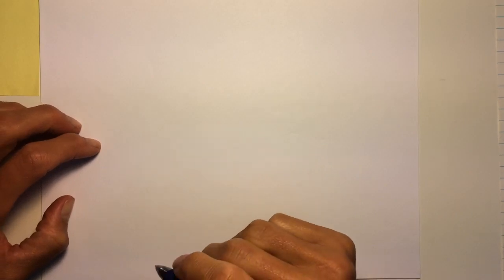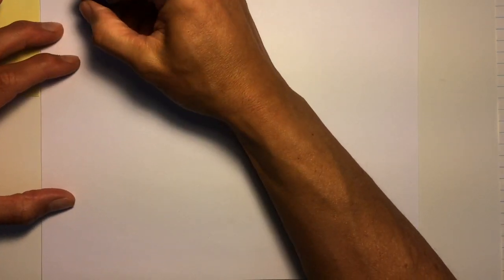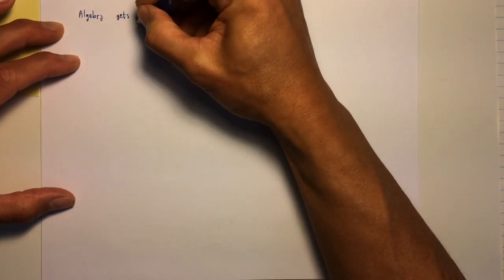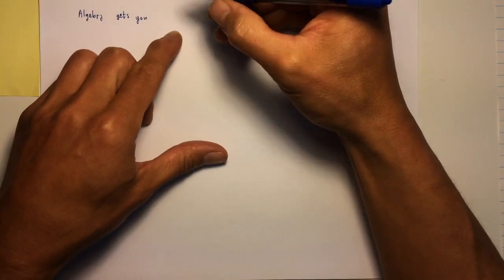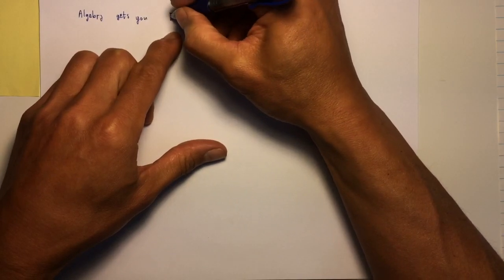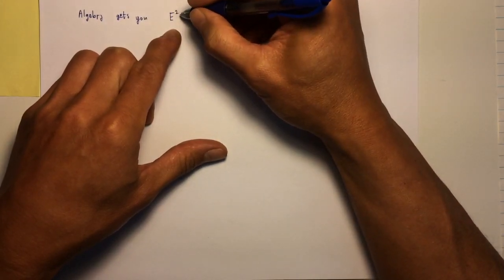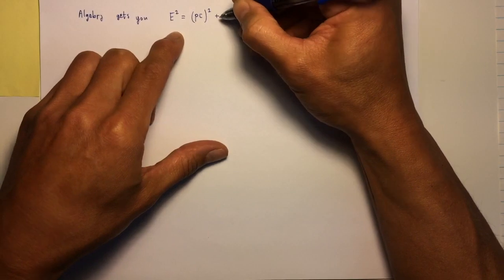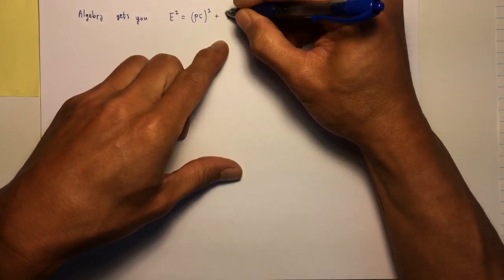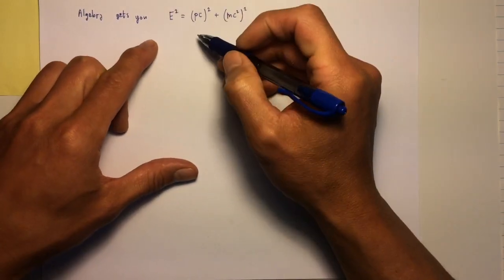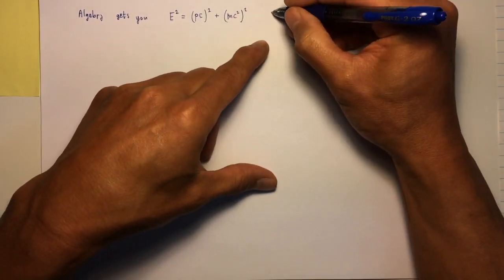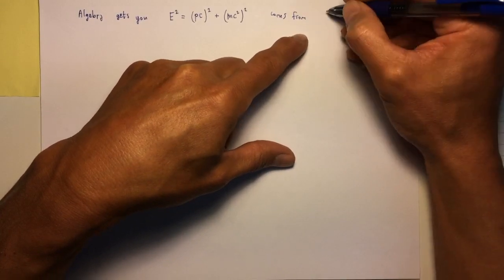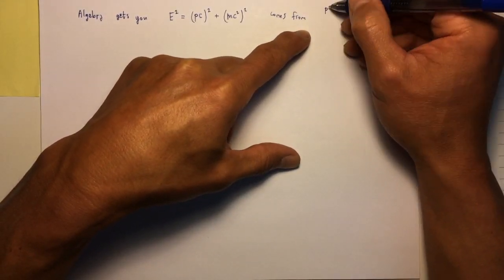Let me show you something interesting. If you do some algebra, you can get this statement about the energy of a particle. The total energy squared is equal to the momentum times the speed of light squared plus the rest energy squared. This statement comes from the definitions for the various relativistic versions of momentum and energy.